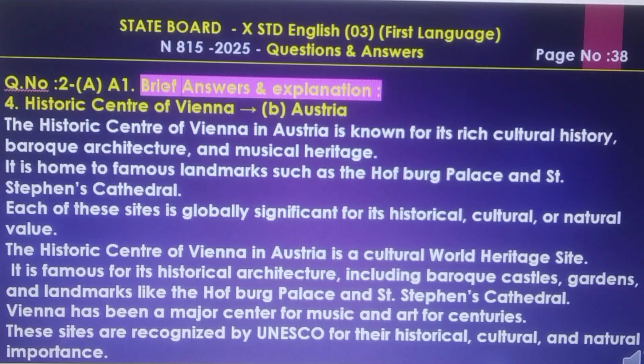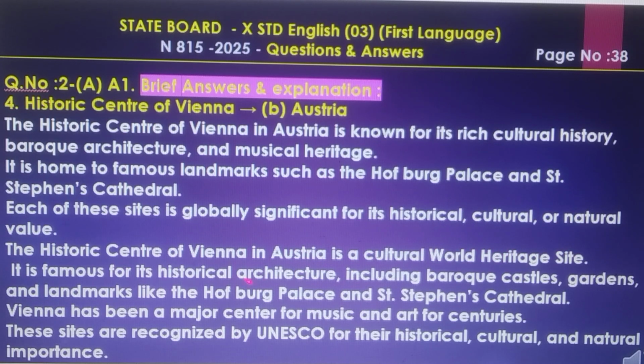Historic Centre of Vienna, Austria. The historic centre of Vienna in Austria is known for its rich cultural history, baroque architecture, and musical heritage. It is home to famous landmarks such as the Hofburg Palace and St. Stephen's Cathedral. Each of these sites is globally significant for its historical, cultural, and natural value.